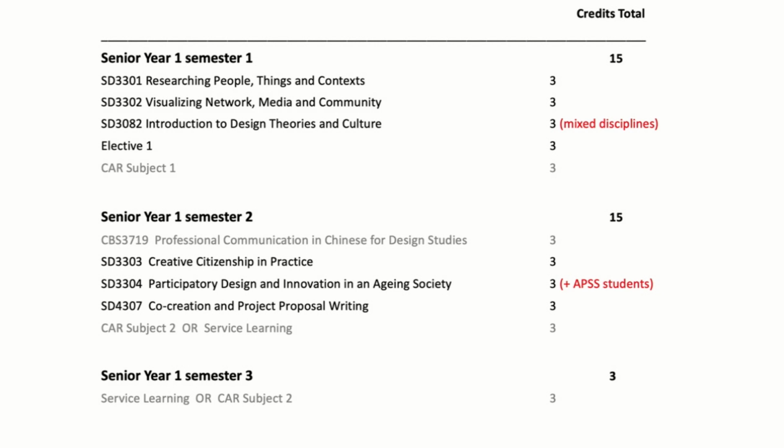And for year 1, semester 2, you also have to do some Chinese language classes, like professional communication in Chinese, and design studies, and also the class Creative Citizenship in Practice, which I already showed you some of the pictures of, like going out to the field and looking for some of your own concerns, your social concerns, and then documenting it and trying to come up with some kind of solutions and actions to change the situations. So this is Creative Citizenship in Practice. And then participatory design and innovation in an aging society that I also showed you before.